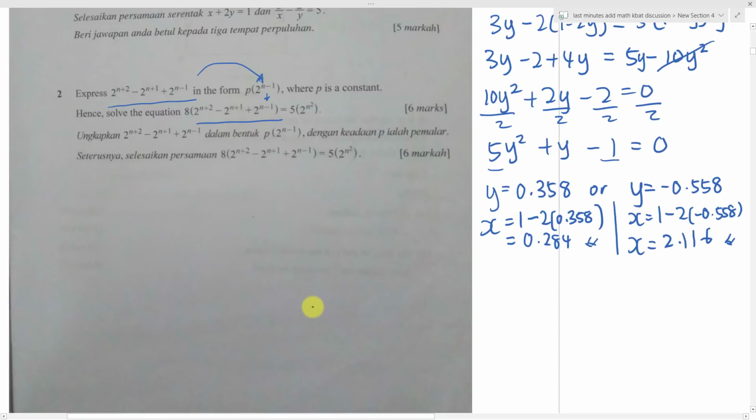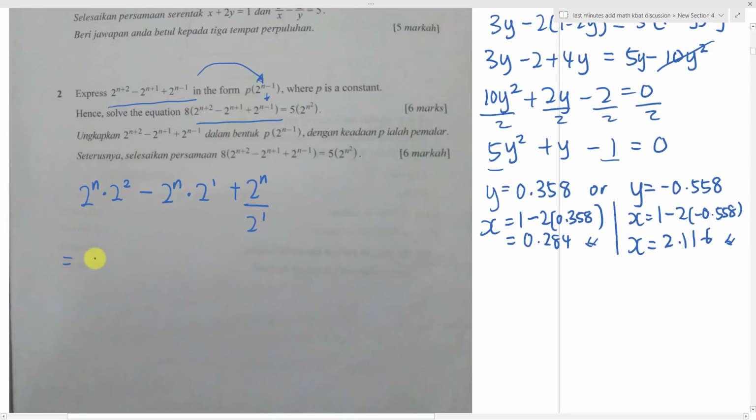Okay, so we do the first part first. I want to leave my answer in this pattern. So what I will do is, I will separate them. This is 2 power of n plus 2, right? Basically it means multiply 2 power of n by 2 power of 2, minus 2 power of n plus 1, which means multiply 2 power of n by 2 power of 1, plus 2 power of n minus 1, which means what? Divided by 2 power of 1.